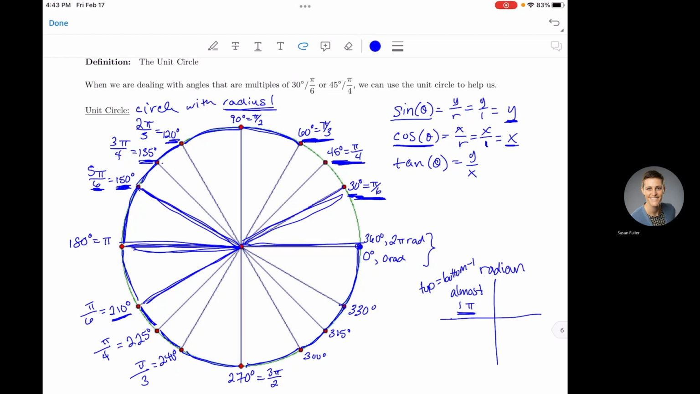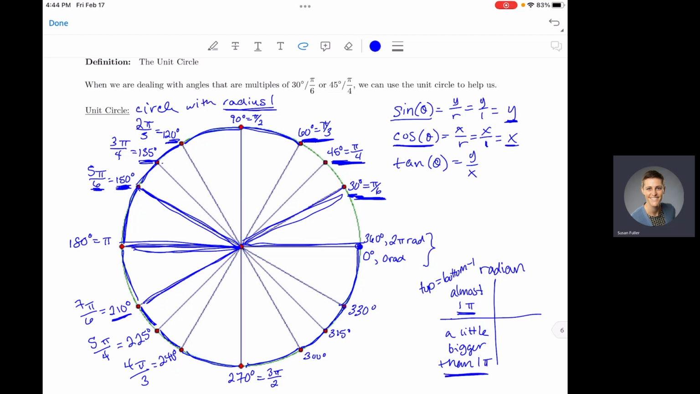Now, in quadrant 3, all of these measures down here, oops, sorry, it's not almost, just kidding. My brain's not working. These are going to be a little bigger than 1 pi. They're just a little bit bigger than 1. So 210 is 7 pi over 6, 225 is 5 pi over 4, and 240 is 4 pi over 3. All of these fractions are a little bit bigger than 1 pi.